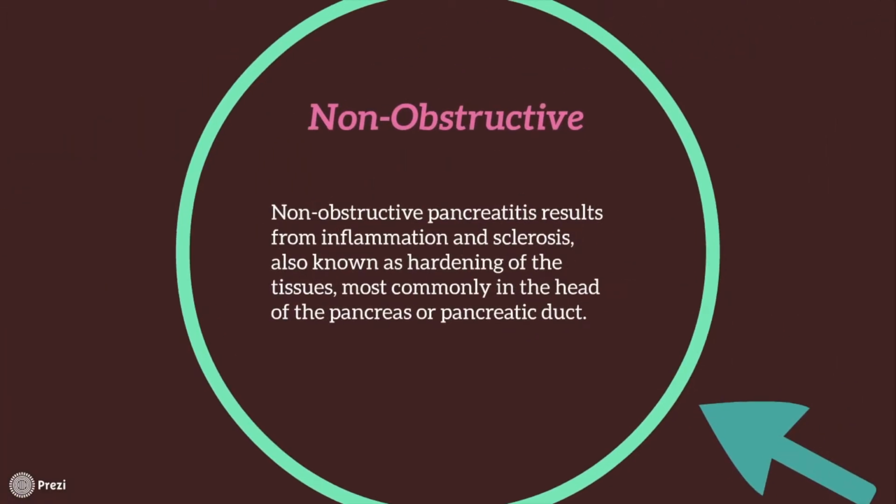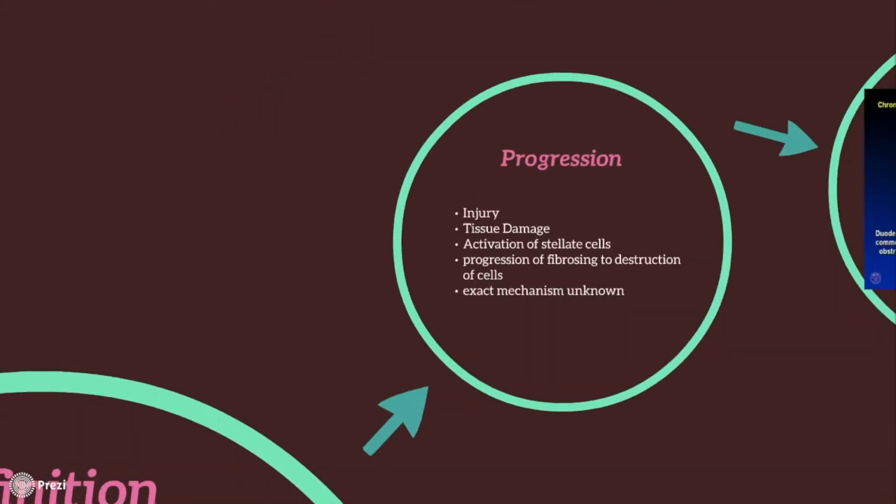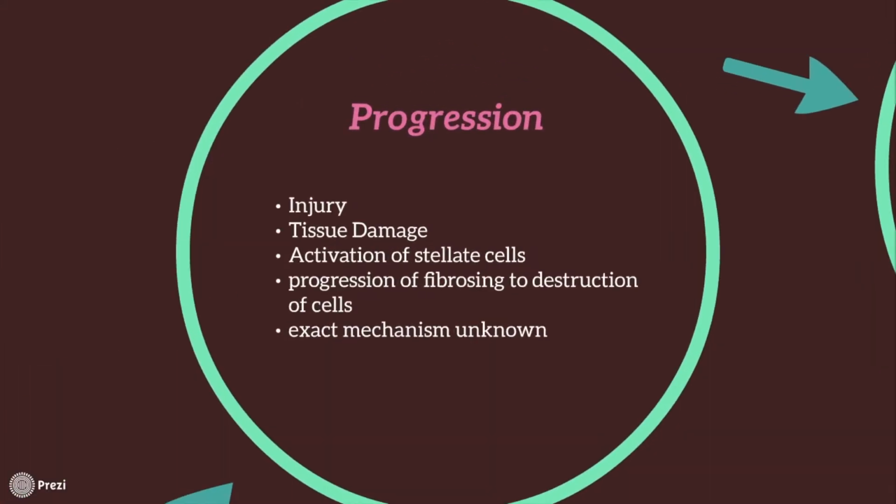Non-obstructive chronic pancreatitis results from inflammation or swelling and sclerosis, also known as hardening of the tissues, most commonly in the head of the pancreas or in the pancreatic duct. The progression of fibrosing leads to the destruction of pancreatic cells.